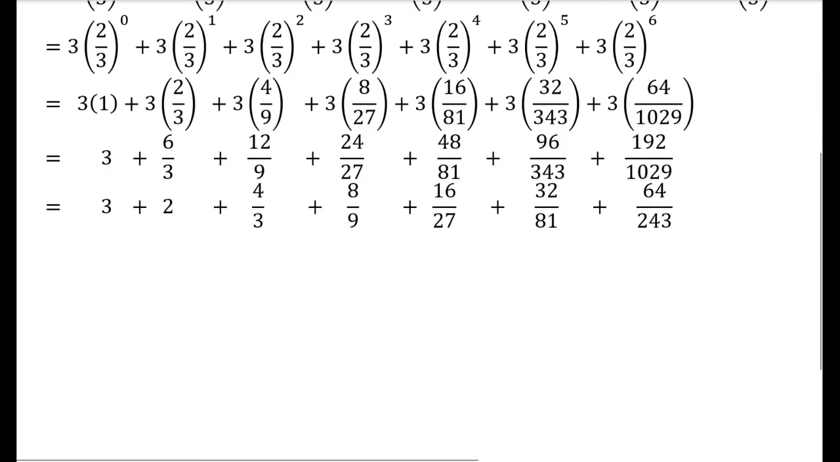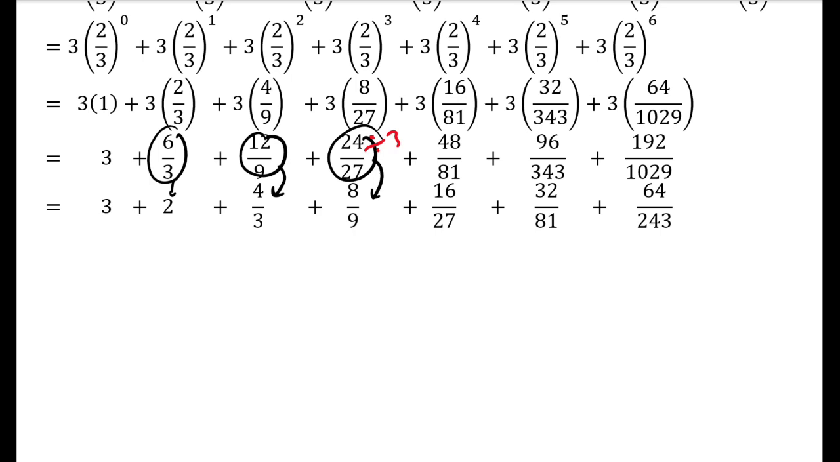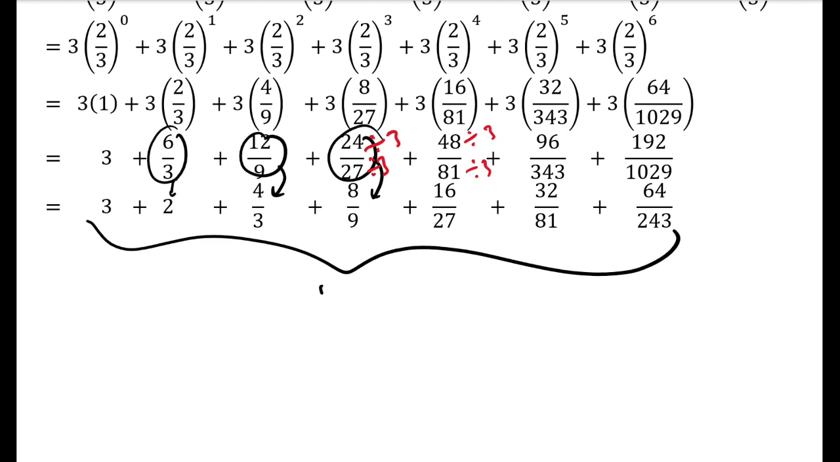And then lastly, we know that 6 divided by 3 is 2. 12 divided by 9 is 4/3. 24 divided by 27 is 8 over 9. So we went ahead and reduced everything. So we had to divide this by 3 to reduce it. We had to divide this by 3 to reduce it as well, and so on. All right, so this right here is my expanded form. Okay, I simplified it, but that's the expanded form.